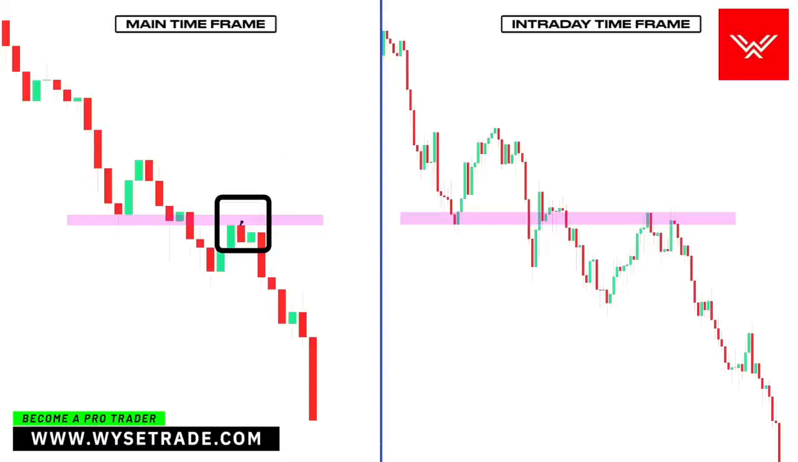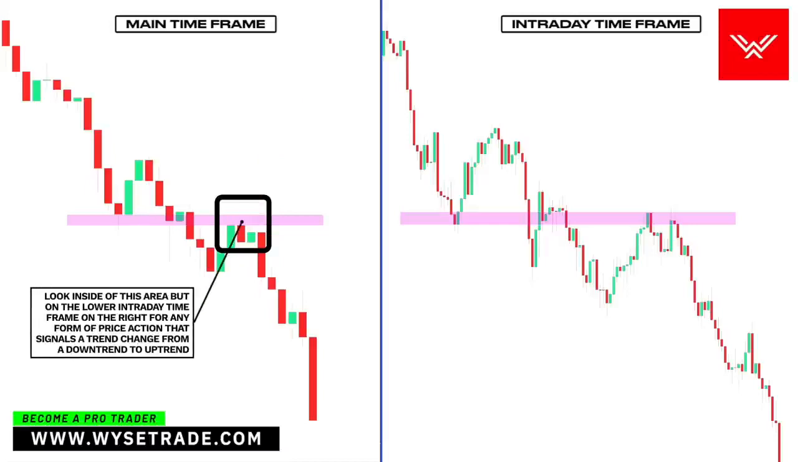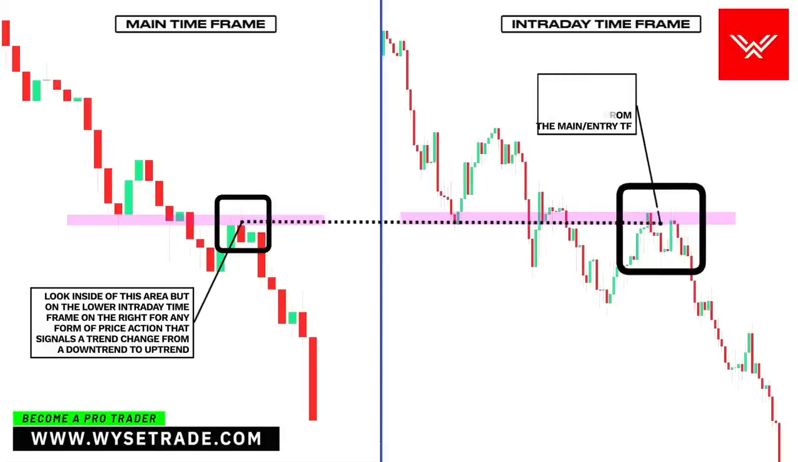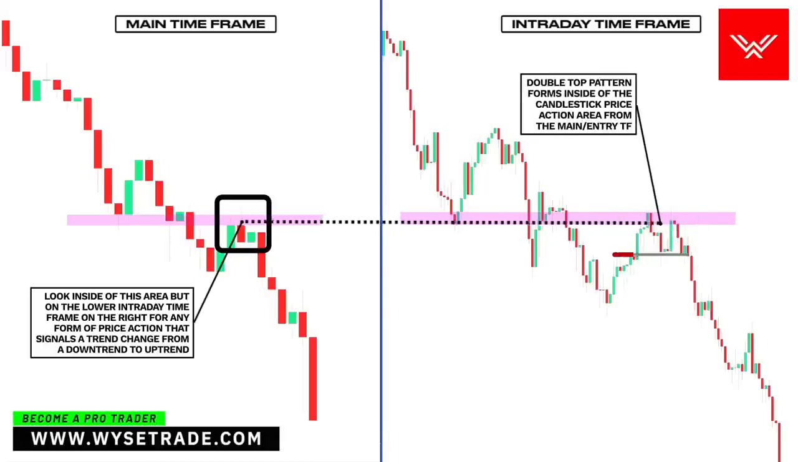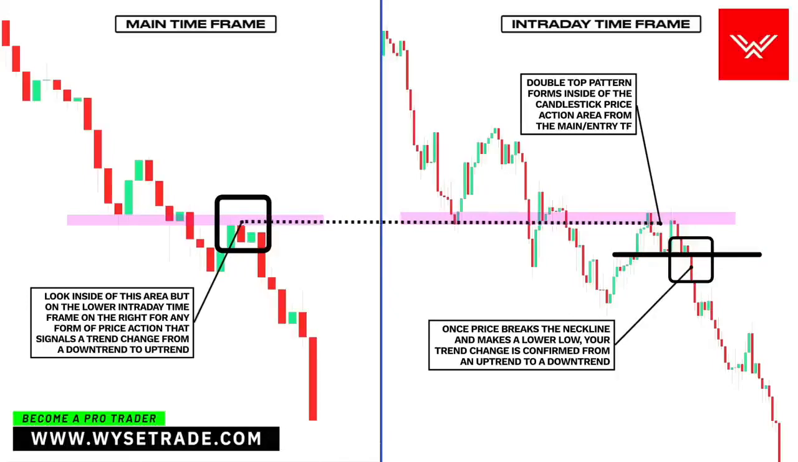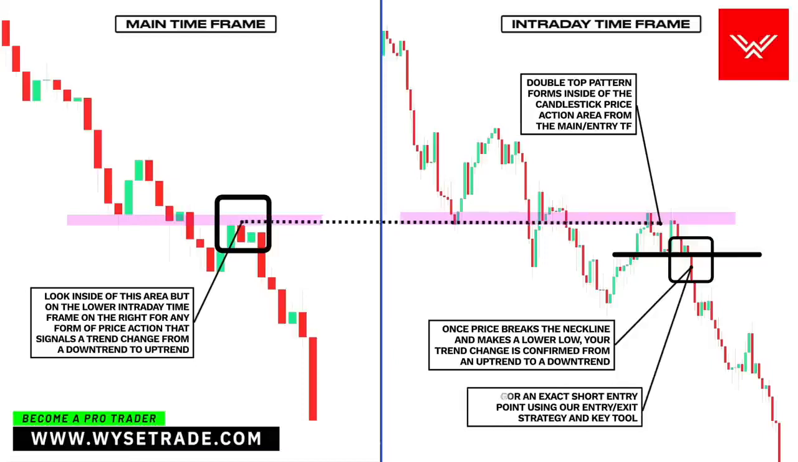So what you need to do is look inside of this candlestick price action area, but on the lower intraday time frame on the right, to see if you get any form of price action that signals a trend change from an uptrend to a downtrend, which you had through the double top pattern that formed. Neckline placed below, and once price breaks the neckline and makes a lower low, your trend change is confirmed from an uptrend to a downtrend. You would then look for an exact short entry point.